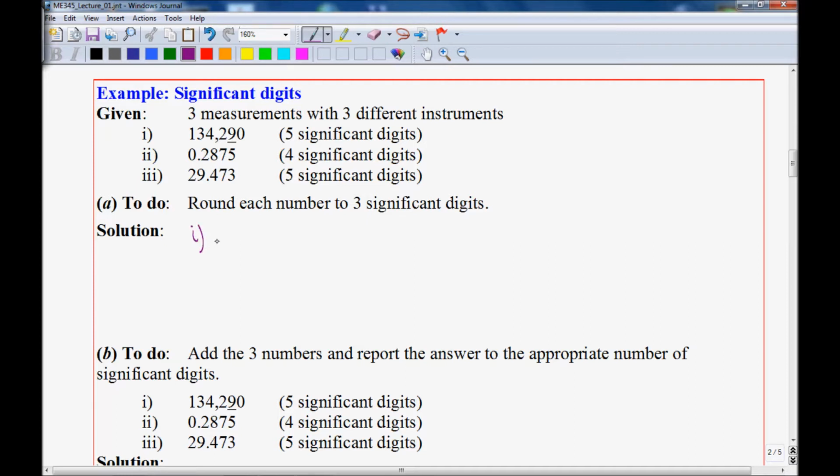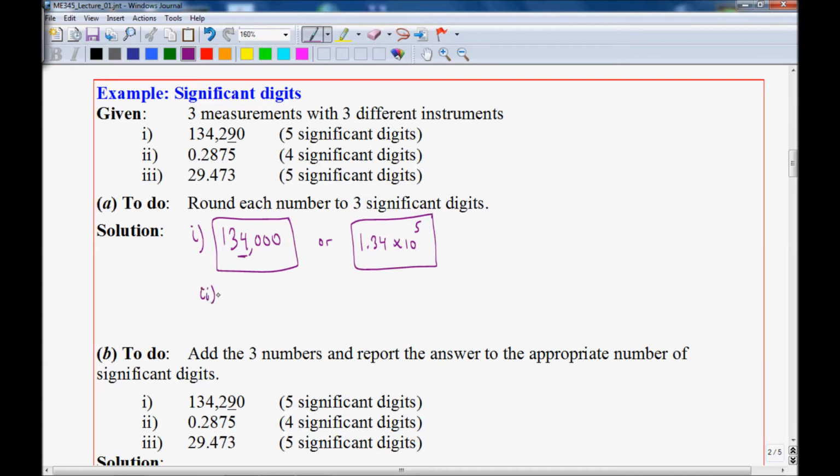So for the first one, since 290 is less than half of 500 in that column, we would write 134000. However, to tell the reader that this is rounded to 3 significant digits, we would underline the 4, so the answer would be shown like this. Or in exponential notation, we would write 1.34 times 10 to the 5th. And then it's obvious that there's 3 significant digits.